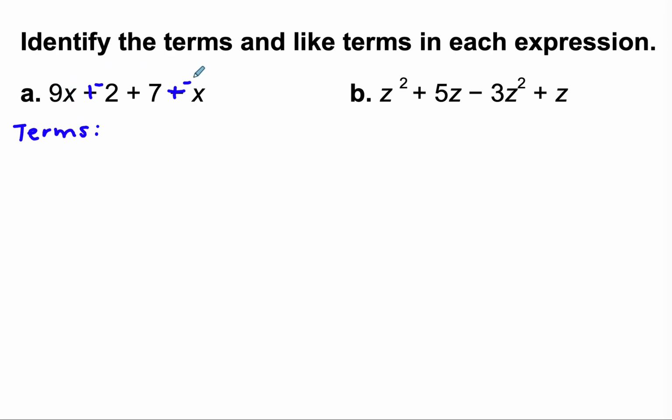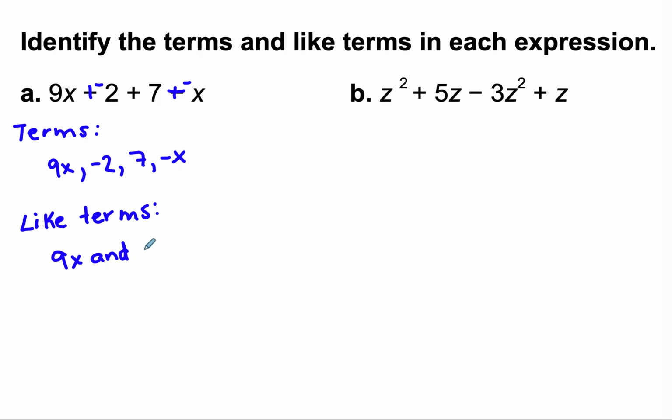Now I'm going to rewrite this list, and where there's an addition sign, I'm going to write a comma. I am going to make sure I include those negative signs. Okay, so my terms for this first one: 9x, comma, -2, comma, 7, comma, -x. Those are the terms. Now I need to do the like terms. Like terms have the same exponent and the same variable. So I have 9x and -x. They both have an x. And then I have -2 and 7. Those are both constants.